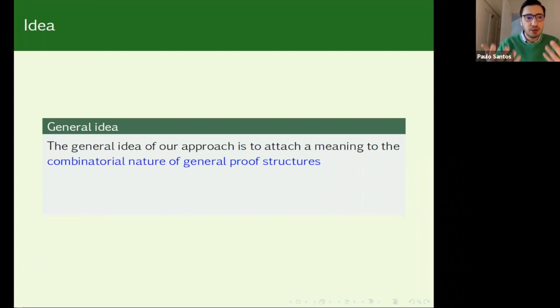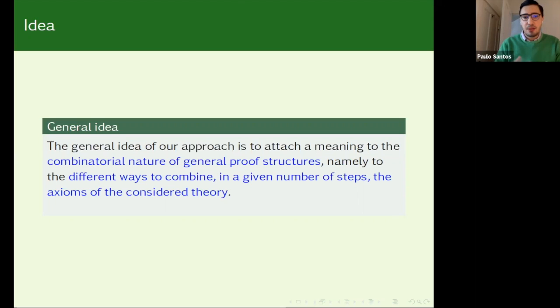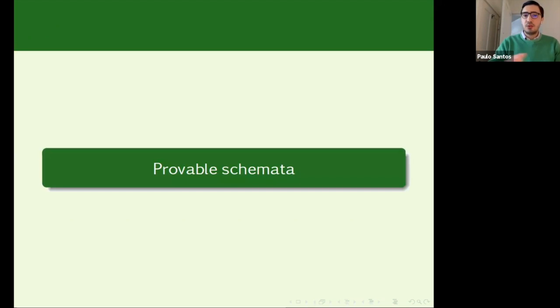So the goal was to generalize this, to start from axioms that are schemata, and to develop a theory to obtain provable schemata. We did this by accounting for the different ways to combine axioms in a fixed number of steps. Keep in mind that our goal is k-provability from the axioms of the considered theory. And as I've mentioned, we did this at the schemata level. So let me now move to the more formal part.